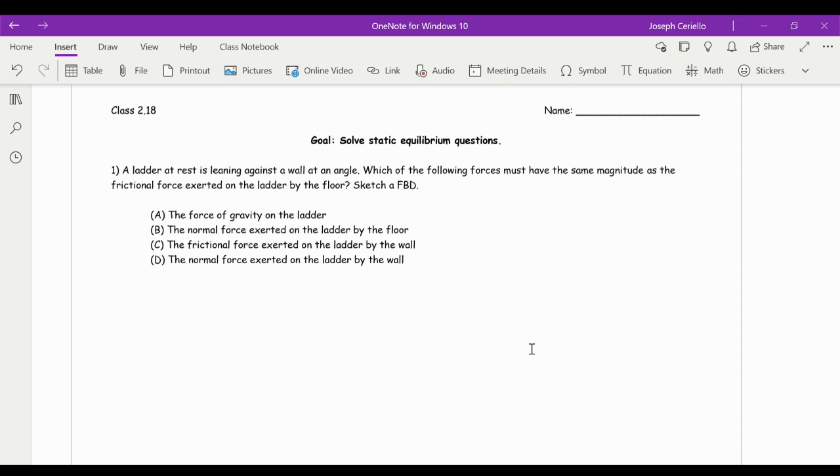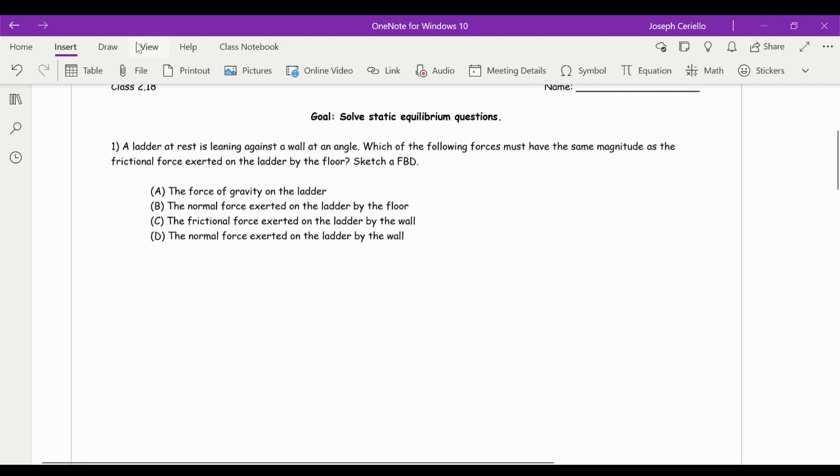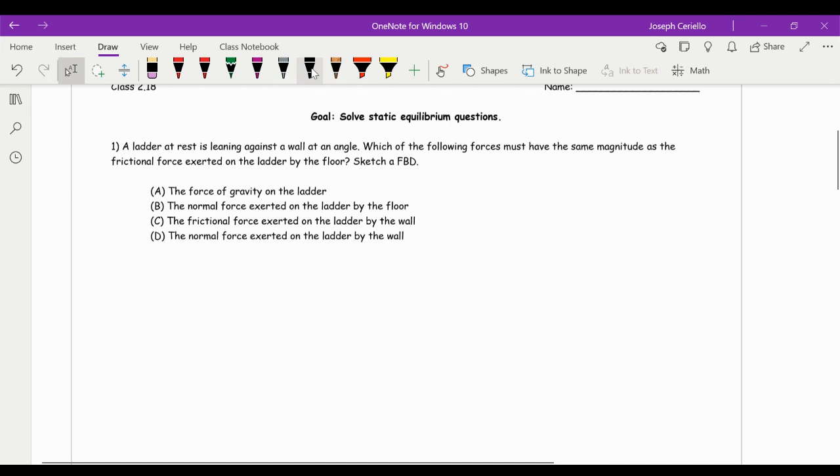We have a ladder at rest, and it's leaning against a wall at an angle. Which of the following forces must have the same magnitude as the frictional force exerted on the ladder by the floor? So we're going to sketch a free body diagram. And actually, you're just going to sketch a picture first. Now, we're oversimplifying this question a little bit because we know that the ladder isn't just like a ball. This is actually like a simplified rotation question, but we do have to use some of the basics that we know now in order to solve it.